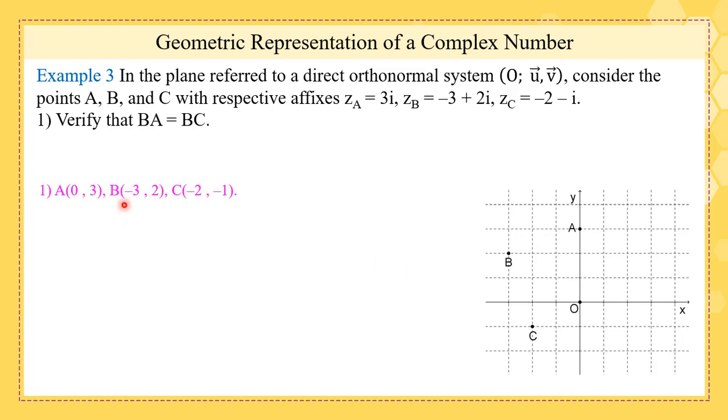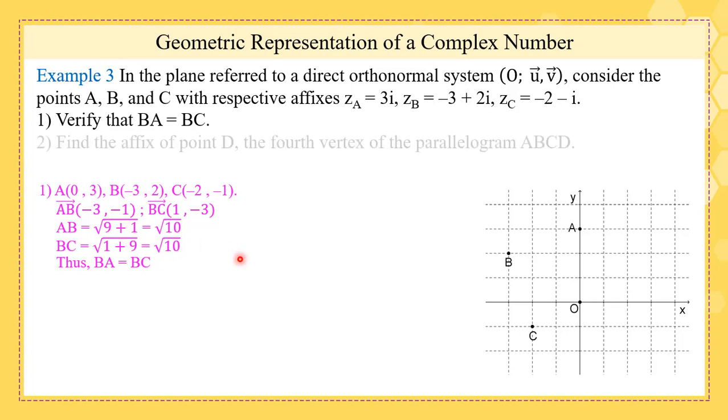Well, this is A, this is B, this is C. If we translate them into coordinates, this is AB vector, this is BC vector. So AB is the square root of 9 plus 1, which is the square root of 10. And BC is also the square root of 10. So we can tell that BA is equal to BC. Well, you could have calculated them another way, which is AB is the square root of (XB minus XA) squared plus (YB minus YA) squared. You use the distance between 2 points.